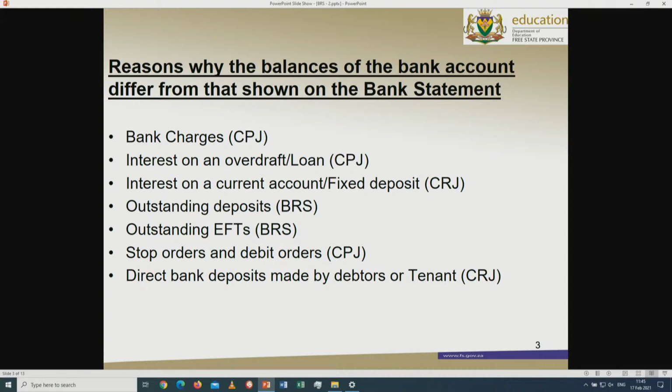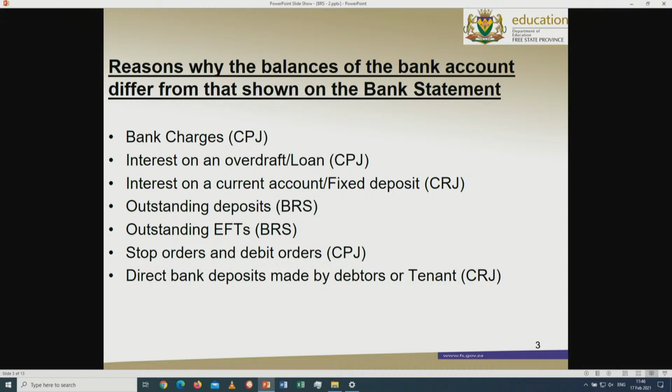So we don't record them one by one in our CPJ, but we record them as a total amount as bank charges. We have done bank charges in grade 10 last year, so it's not a new thing altogether. Bank charges will be recorded in the CPJ because it's part of our expenses.